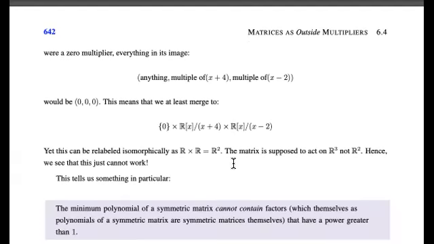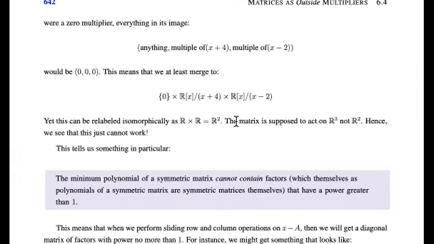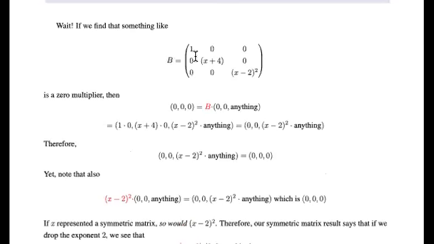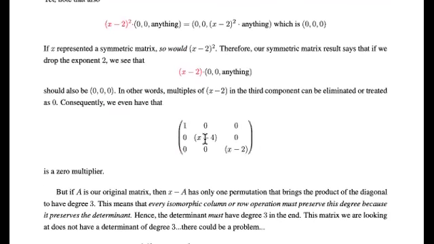It can't happen if it's symmetric. You cannot get something like this. The 0 multiplier that you actually get in the end can't have any square factors down this diagonal. It only has to have factors of degree 1. So this would be okay, but then we would have to maybe have another factor somewhere happening, maybe an x plus 4 down here multiplied right here. Maybe that would be okay.